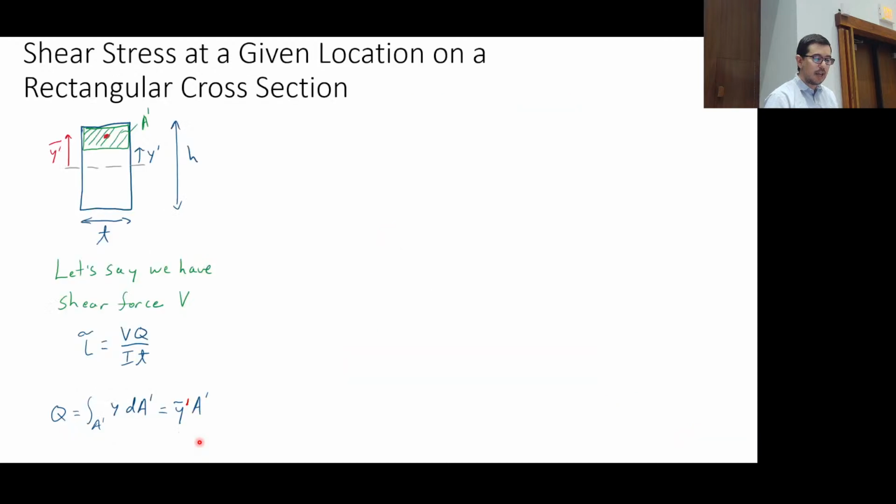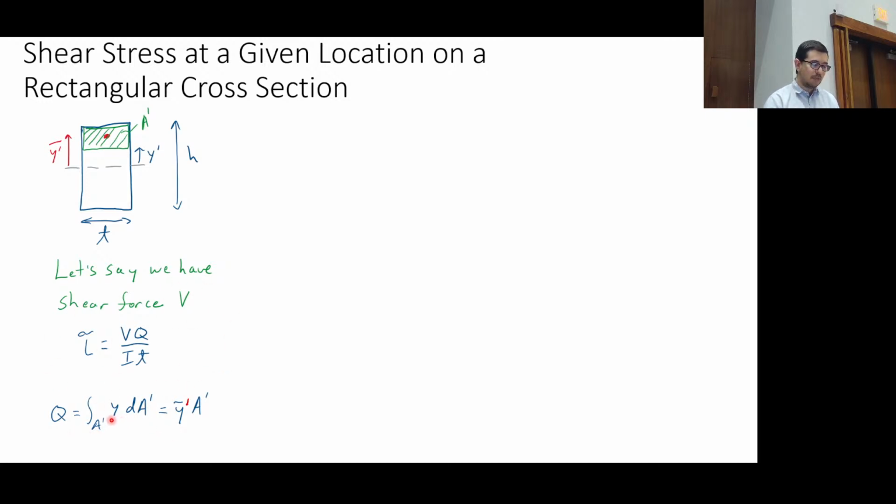Let's look at calculating the shear stress on a rectangular cross section at a specific location. So now the location where we want to calculate the transverse shear stress is not here at the centroid, that's the y bar prime. We want to calculate the transverse shear stress along this bottom length here that we're defining as y prime. And we're going to use the shear formula that we see here.